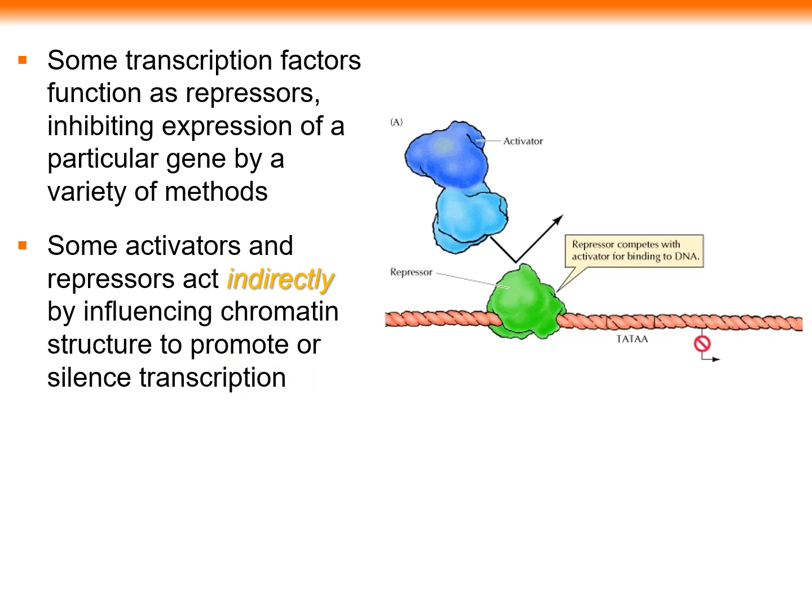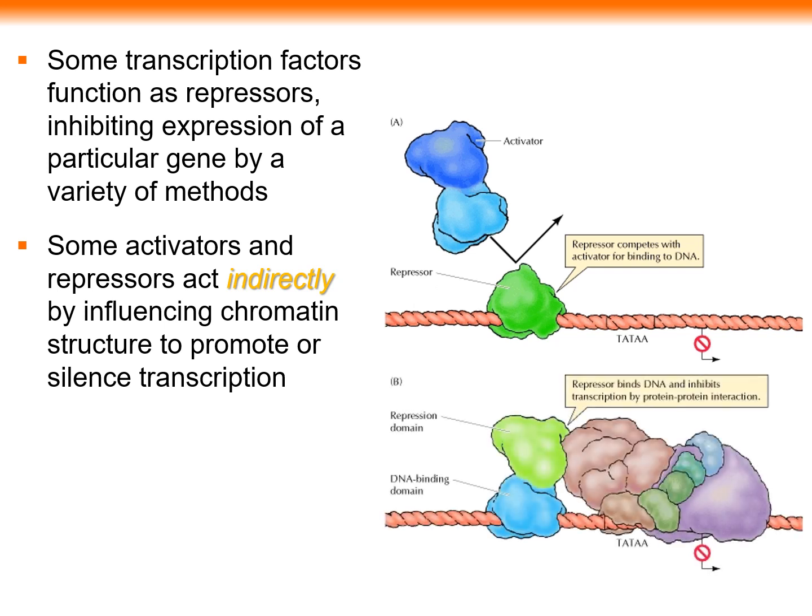For instance, histone acetylase could be considered an activator if it's acetylating the histones, or if it's a histone deacetylase, that would then be a repressor. Deacetylating the histones would then cause the DNA to want to clump up into heterochromatin and thus suppress expression.